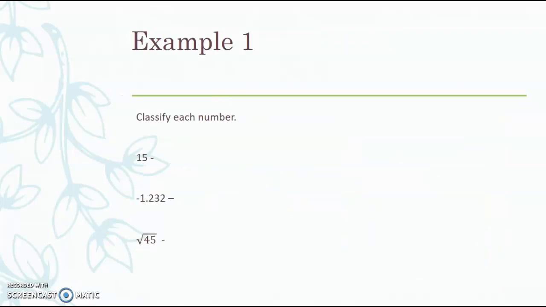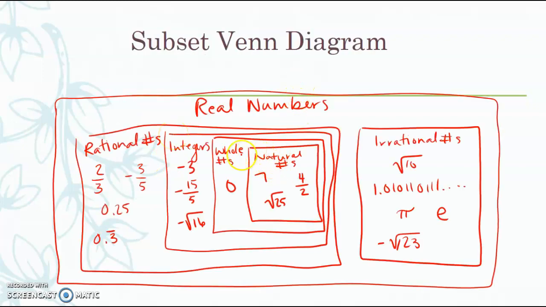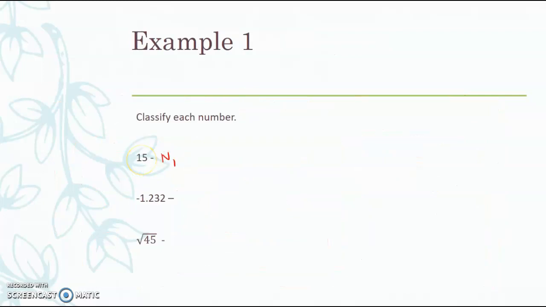Alright, so let's go through and classify each. 15. Can I count to 15 naturally? Yes, so that means it's a natural number. And if it's natural, then coming back here, natural is whole, is an integer, is a rational. So, natural, we know that it's a whole number. We know that it is an integer. We know that it is rational because I can make this a 15 over 1. And it is obviously real.